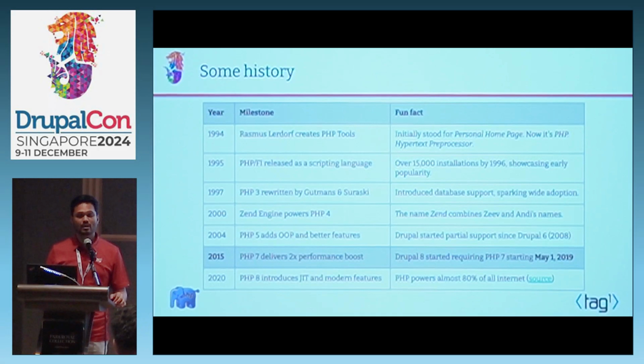2015 was when PHP 7 was released. And as you can see, it took the community 4 years. In 2019 is when Drupal 8 started requiring PHP 7. So it took 4 years. And requiring is enforcing PHP 7. The support for PHP 5.6 was still there. And as you can see, there's no PHP 6 because that sort of was a failed project.